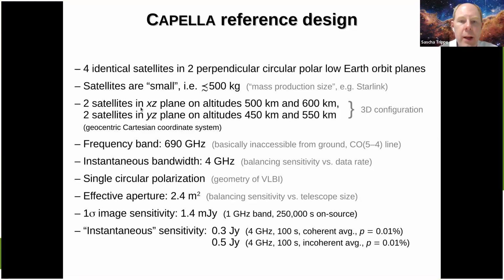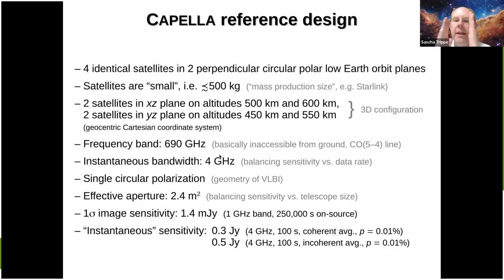So we tentatively pick a certain set of orbits. We picked a frequency band at 690 gigahertz, which is essentially inaccessible from the ground, not completely. There are 2 or 3 observatories on the ground that can use this frequency band occasionally, especially ALMA in the Atacama Desert. So it's a scientifically interesting frequency band, and it's one where we know how to build the receivers and how to observe there. That's why it's a good choice.